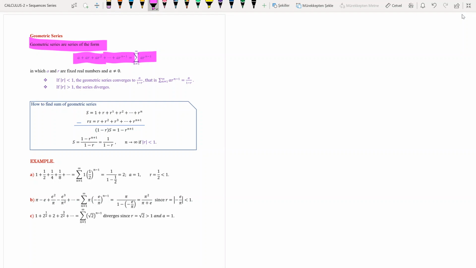So we have two cases. If the absolute value of r is smaller than 1, then the geometric series converges to a over 1 minus r in this case. So this infinite sum is equal to a over 1 minus r. If the absolute value of r is greater than 1, in this case the given infinite sum is divergent.